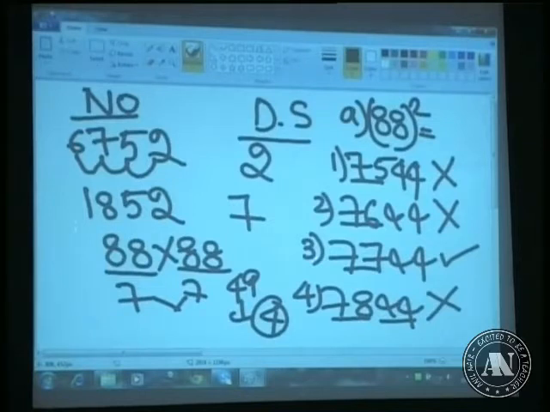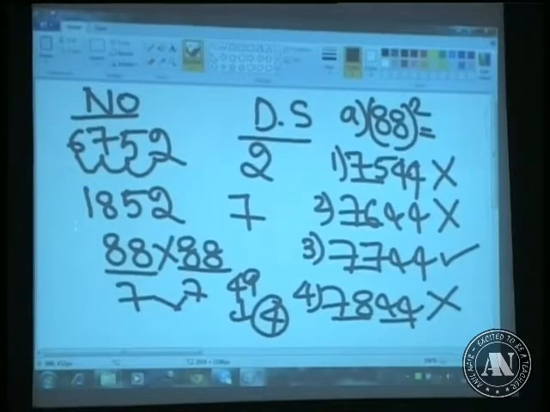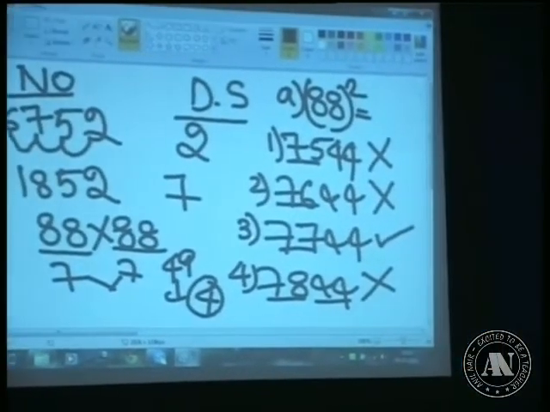Digital sum is a concept which helps in eliminating the wrong answer options. Right? There might be a doubt lingering in your mind: what happens when more than one answer option has the same digital sum? That will be our third problem. Is it clear? Please take a note of this.